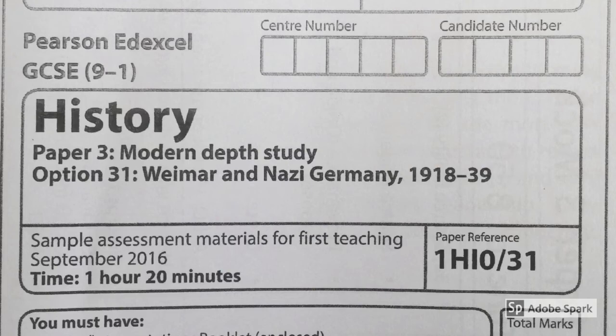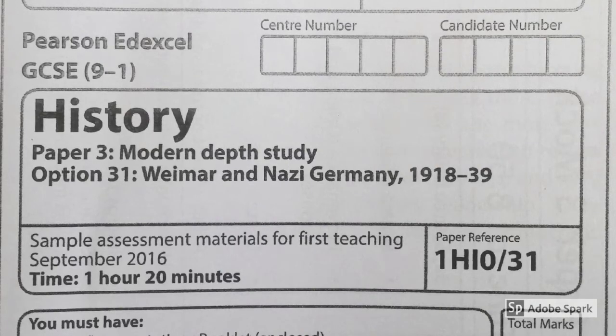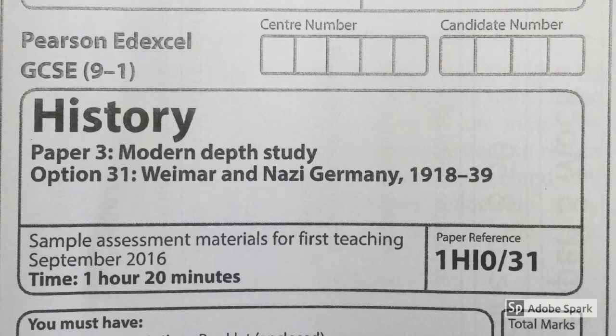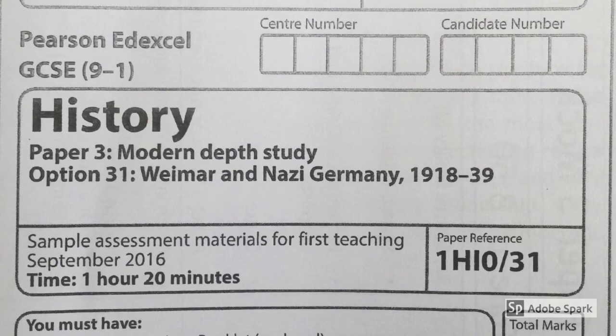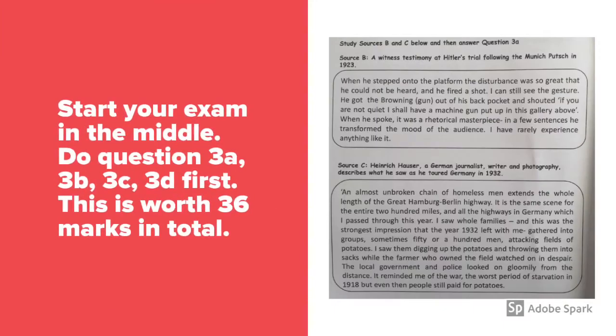You then compare two interpretations: how they differ, first of all, why they differ, and then lastly, which one you agree with more, for 20 marks. It's a good idea if you start in the middle of your exam. Now this might sound strange, however question 3A, 3B, 3C and 3D are all linked. They're all on the same topic and combined there were 36 marks in total. That's more than 2/3 of your overall paper.